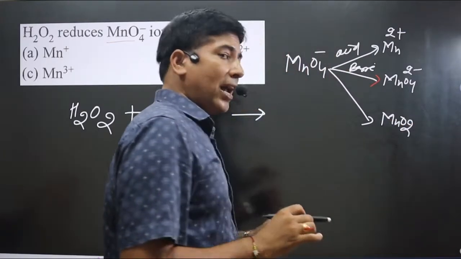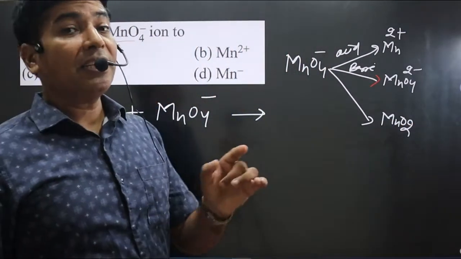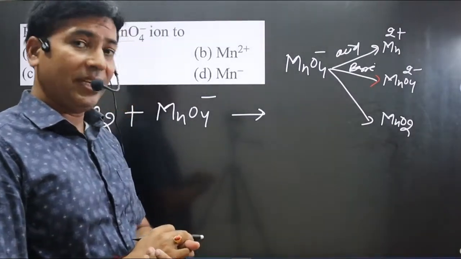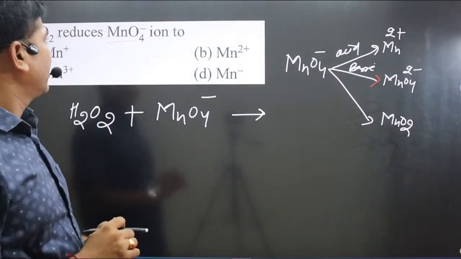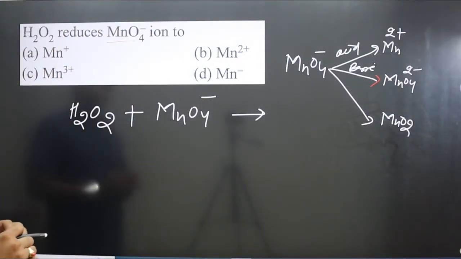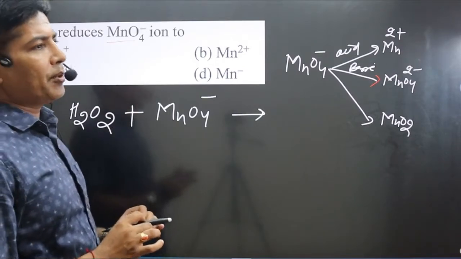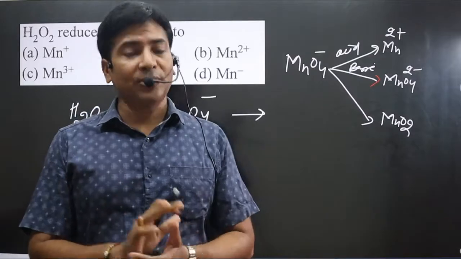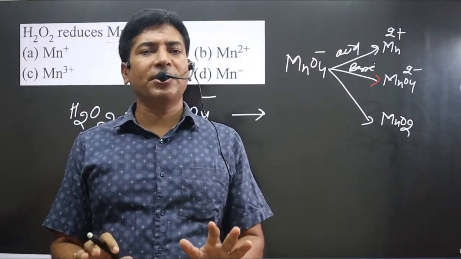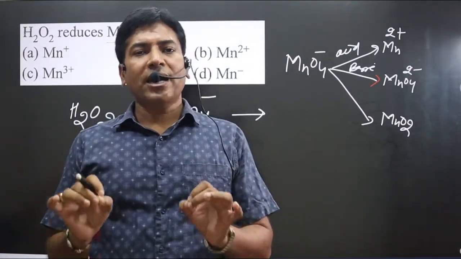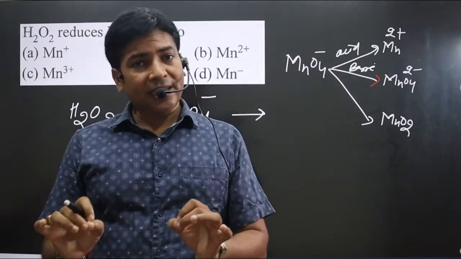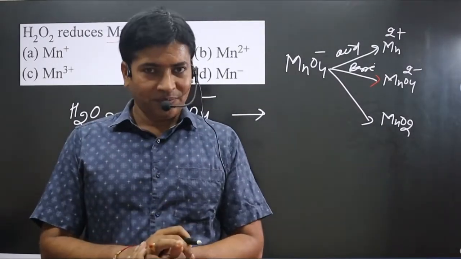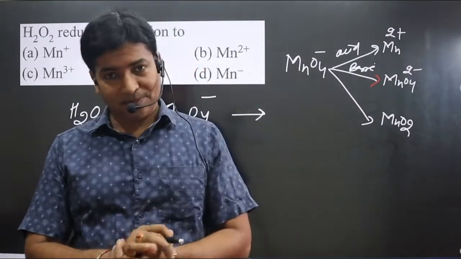And in different media, it shows a different transfer of electrons. Whenever a chemical reaction is taking place and permanganate ion is participating, and in case the medium is not given there, we always assume the reaction is taking place in acidic medium, in case of permanganate ion.